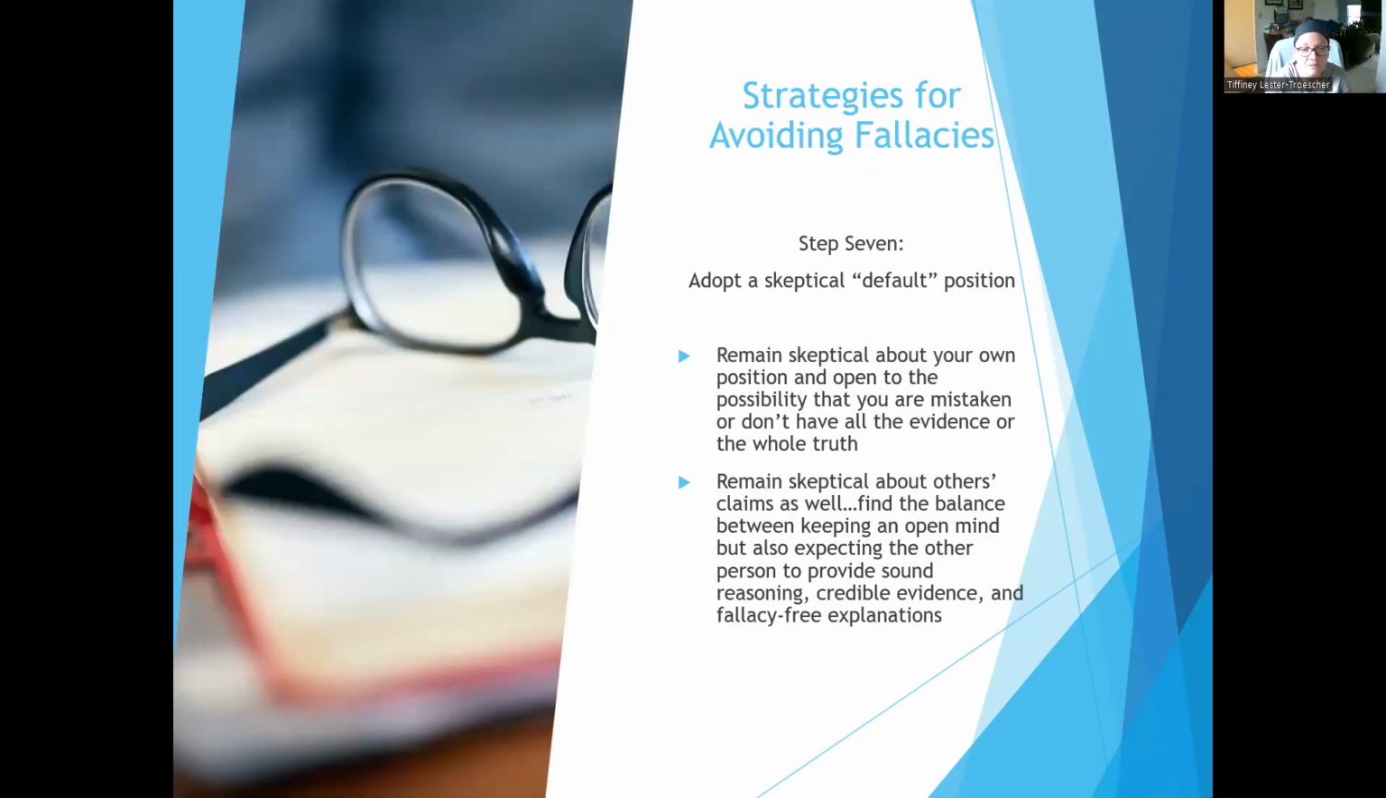Step 7, adopt the skeptical default position. Remain skeptical about your own position and open to the possibility that you are mistaken, and maybe you don't have all the evidence, maybe you don't have the whole truth, right? Remain skeptical about other people's claims as well. Find the balance between keeping an open mind, but also expecting the other person to provide sound reasoning, credible evidence, and fallacy-free explanation, right? So don't assume that you can't change your views. Keep an open mind, but expect well-supported arguments from other people as well, right?